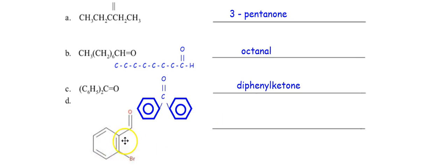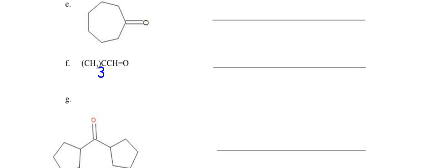Now this next one, I'm hoping you recognize right here is benzaldehyde. So you can either make it 2-bromobenzaldehyde or ortho-bromobenzaldehyde. So how do we name a cyclic ketone like that? It's just cycloheptanone. There are 7 carbons in the ring. That's it. The carbon of the ketone is actually part of the ring. Now here, hopefully you noticed that was a boo-boo, and that should be a 3.